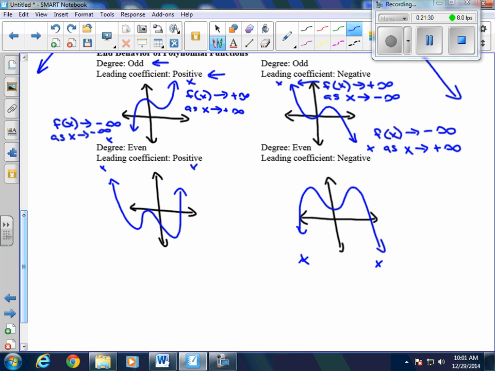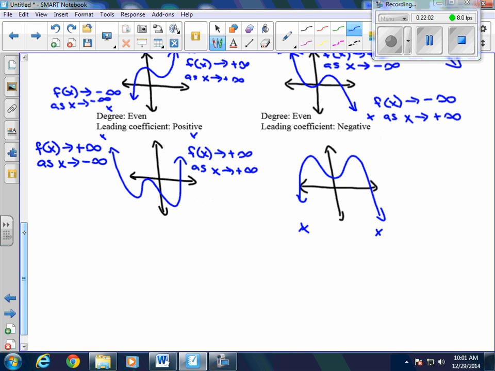So when we look at the end behaviors, we're going to say again that f of x, this y value, approaches positive infinity as x approaches positive infinity. And here, f of x also approaches positive infinity as x approaches negative infinity. So as x gets really small, y gets really big. On the right side, as x gets really big, y gets really big.